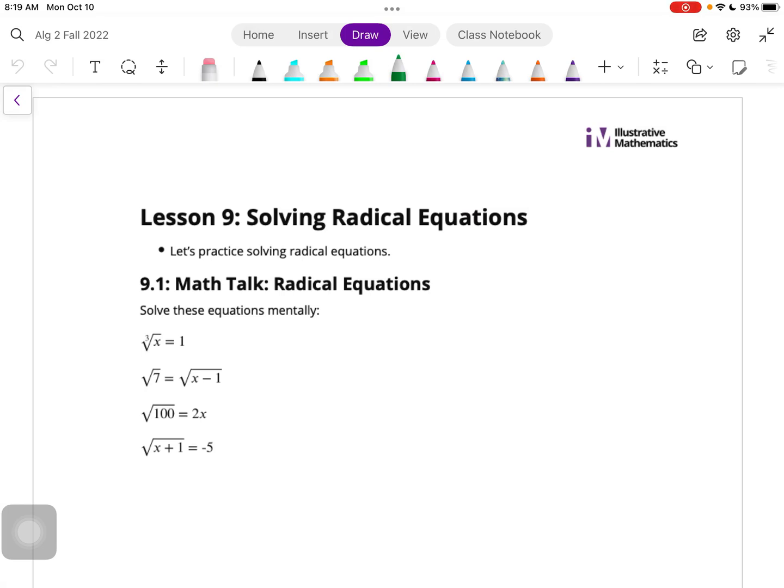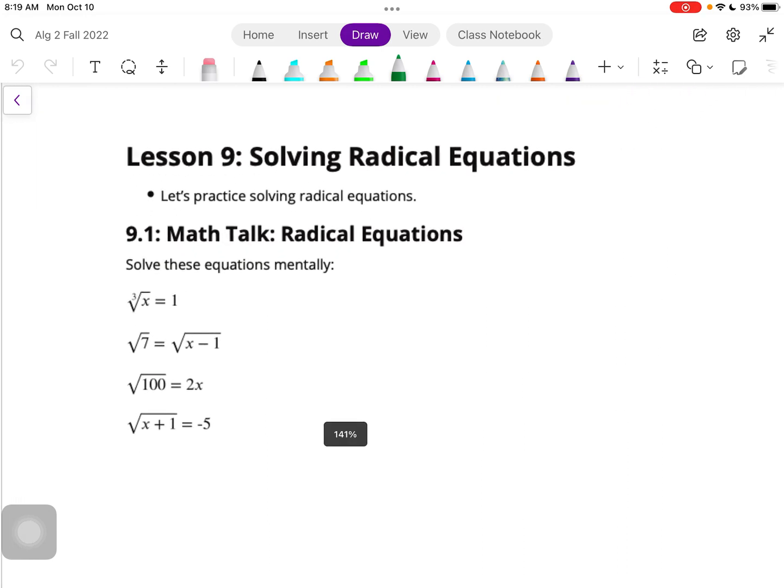All right, let's take a look at lesson 9, solving radical equations. We're going to practice solving radical equations. So first, let's take a look at 9.1.